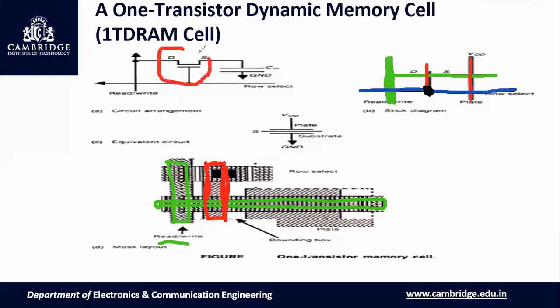So the transistor which is formed here, this is the transistor which is formed here. For poly we'll use red color, for diffusion we'll use green color. You know that by crossing poly and diffusion we'll get a transistor.